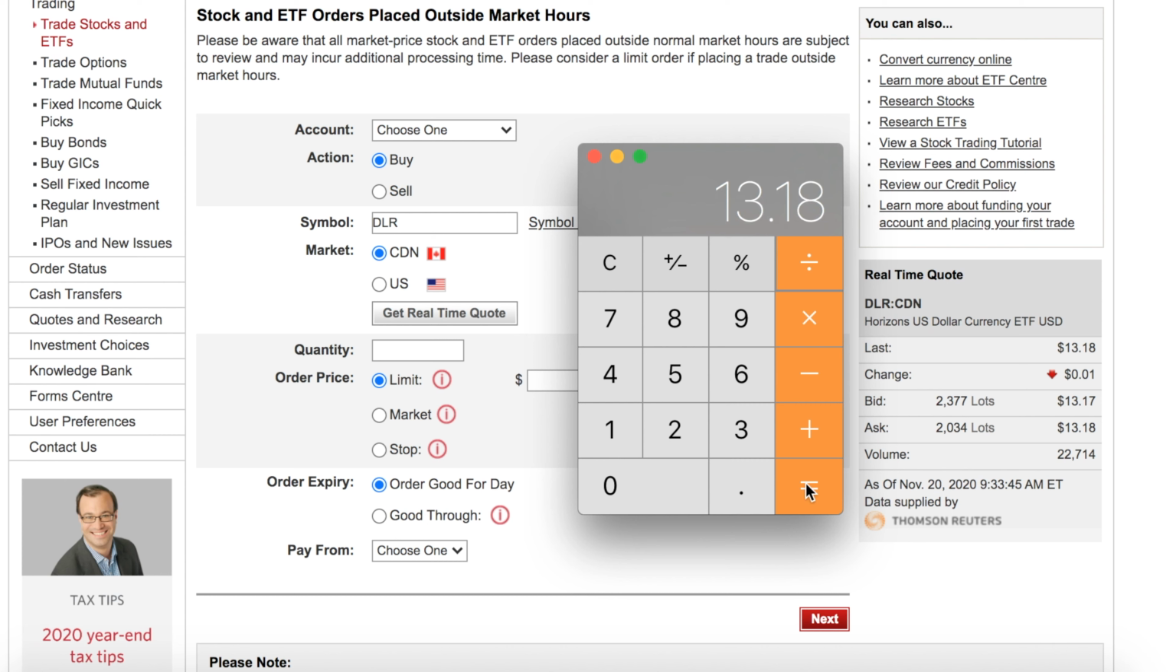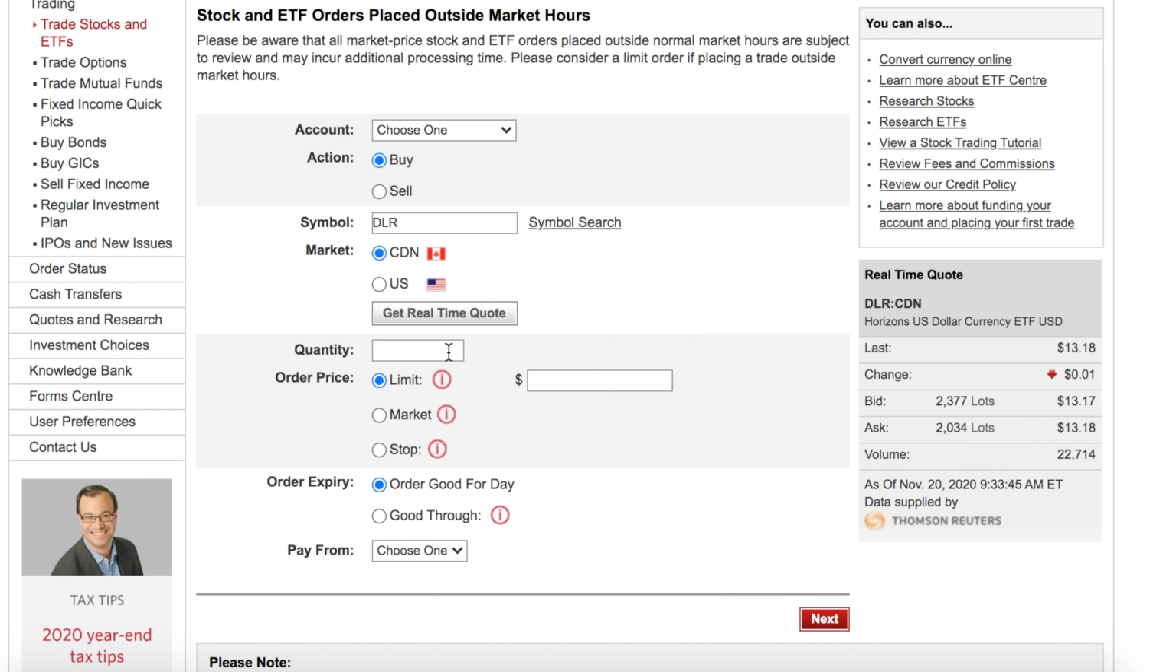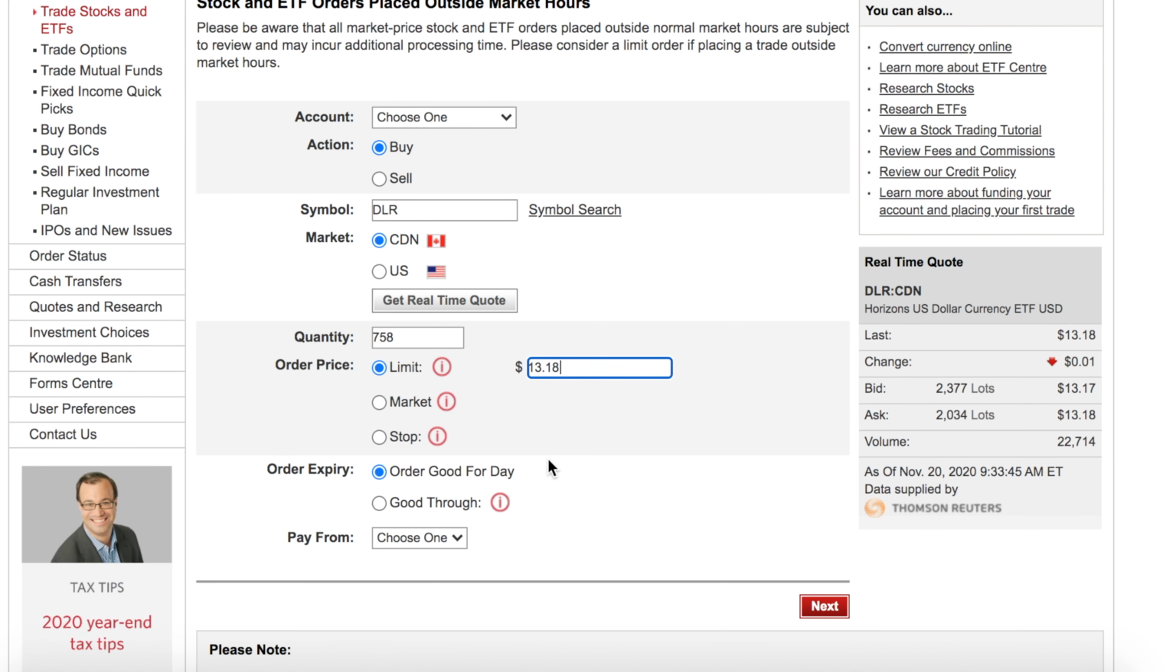Somewhere my math teacher is throwing a little party over this arithmetic we're doing here. And you're going to round down. So you want to buy 758 shares of DLR. Type that in. Limit. Put the limit price as the price that you just put in to do that math. Order good for day and click on pay from whatever account you picked up here.